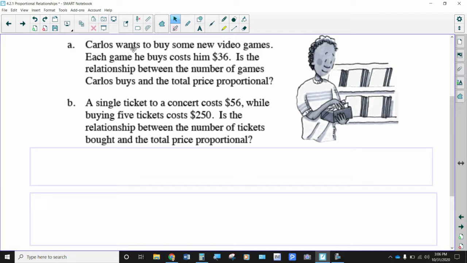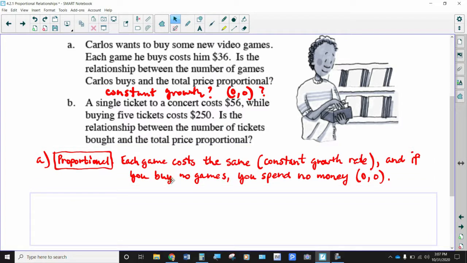If Carlos buys no video games, does he spend $0? In this case, the answer is yes. So we're looking for, is there a constant growth rate? Yes or no? In this case, it was yes. Does (0, 0) apply to this situation? Yes or no? In this case, the answer is yes. So we can declare this is, in fact, a proportional situation. And if we wanted to create a rule for it, it would be y is equal to 36 times x, where x is the number of video games that he would buy, and y would be the total cost.